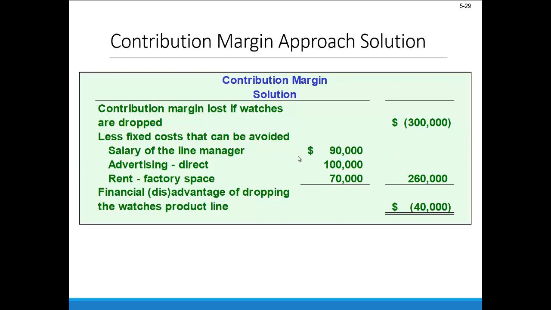So it's the salary of the product line manager, $90,000, the advertising cost, $100,000, and then the rent, the factory space, $70,000. It's not the general admin and the general overhead costs, right? It's also not the depreciation for that equipment that can't be used for anything else. So in total, that's $260,000. The difference then is a disadvantage of $40,000 if we discontinue that segment. Okay, so in other words, the watch segment here is contributing something positive to that overall company bottom line. So if we drop it, we're going to be worse off in total.